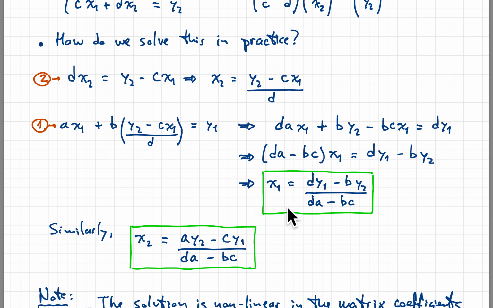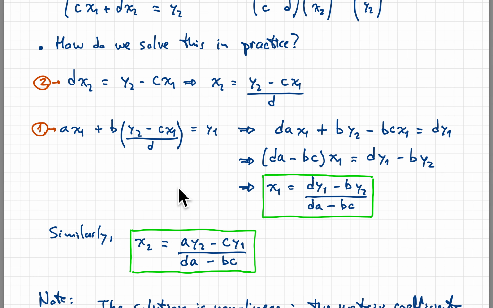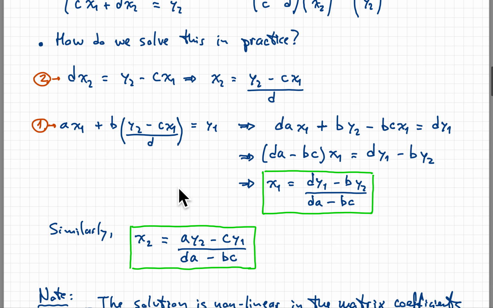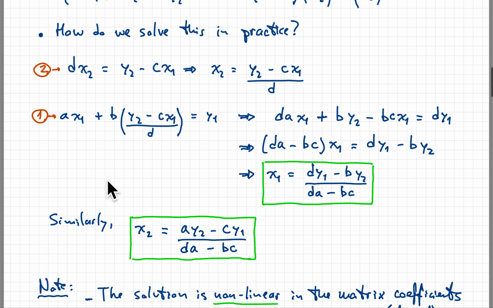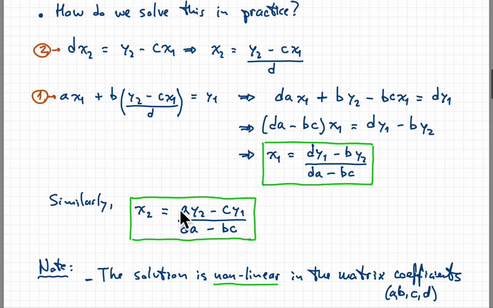And from here, you can go ahead and insert x1 up here to solve for x2, or you can do it in a different way by going through this whole song and dance again and solving for x2. And what you obtain is what's in this rectangle here: x2 is ay2 minus cy1 divided by da minus bc. And this is a completely general solution of the 2 by 2 problem. You can write this down and you have it once and for all.